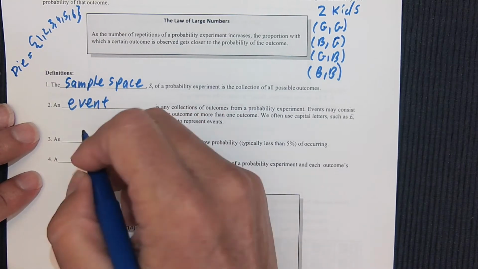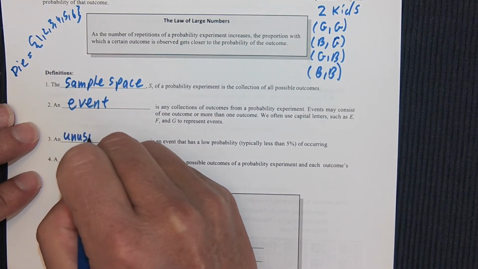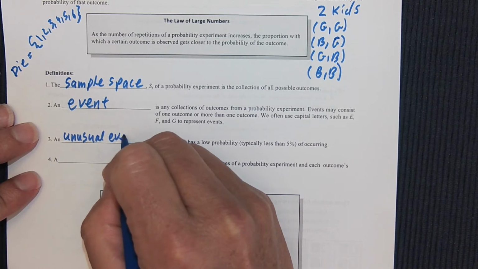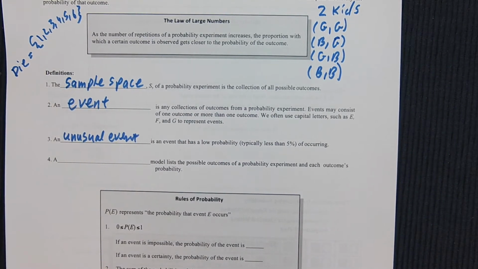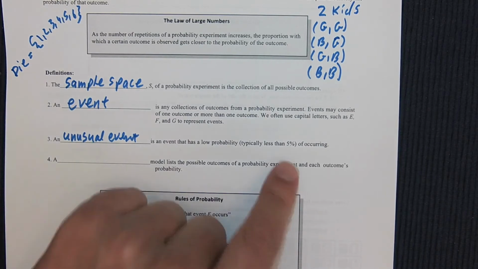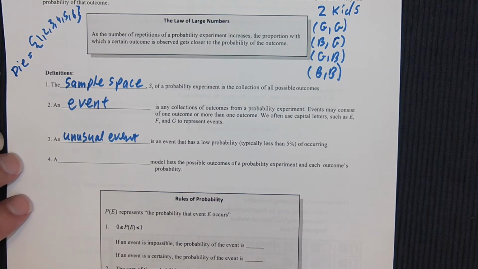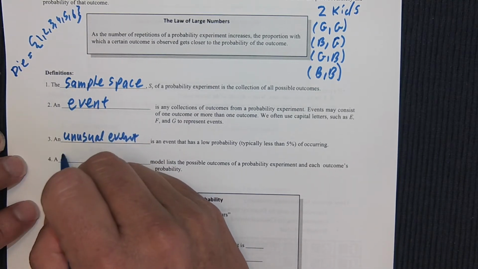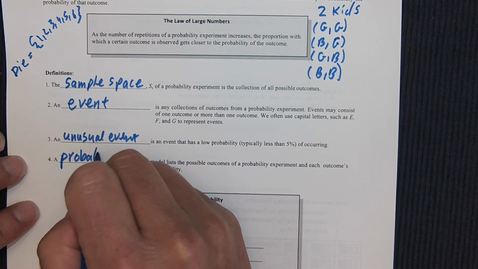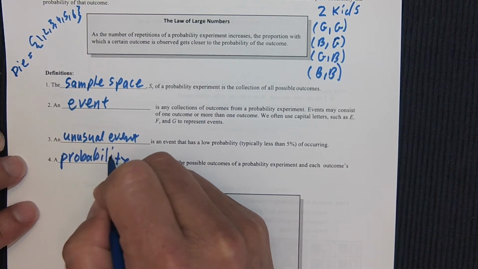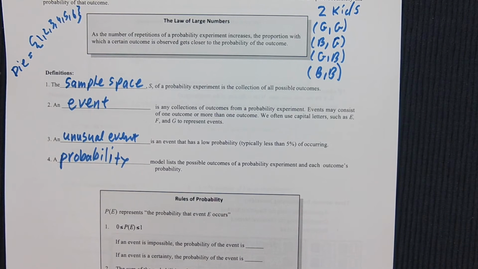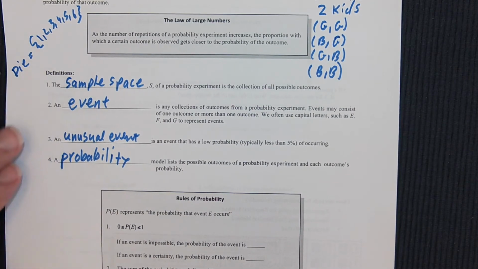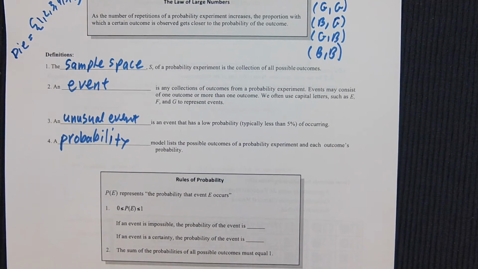Number 3, an unusual event is an event that has a low probability, typically less than 5% of occurring. We talked about that in a different lecture in chapter 3. A probability model lists the possible outcomes of a probability experiment and each outcome's probability. And again, these are just words we'll be using. They'll make more sense when we start actually using them.